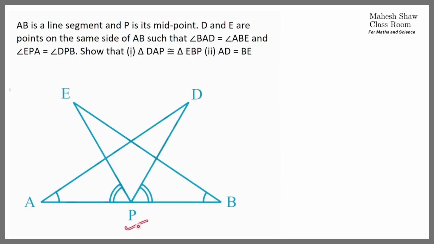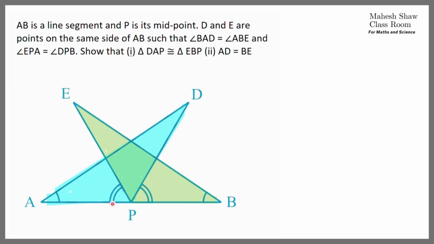In this question, we are given P as the midpoint of the line segment AB. Further, we are given D and E are the 2 points on the same side of AB such that angle BAD, so this is angle BAD, is equal to angle ABE. And angle EPA is given equal to angle DPB. And we need to show that triangle DAP is congruent to triangle EPB. And further, we need to prove that the length AD over here is equal to BE.